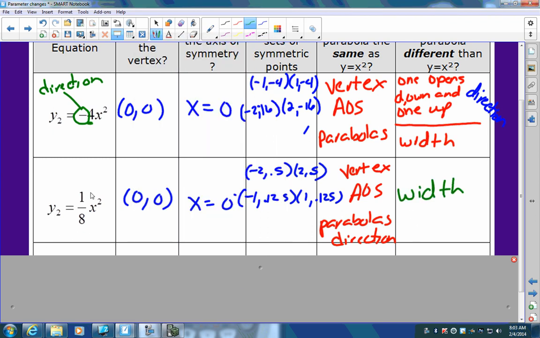Now, when this number right here is a number between 0 and 1, that's going to make it fatter. It's going to make it a compression. It's going to make it wider. I used to say that when it was a fraction, fraction started with F, fat started with F. But I have to be careful because if it was 7 over 8, that's bigger than 1. But if it's a fraction between 0 and 1, it makes it wider.